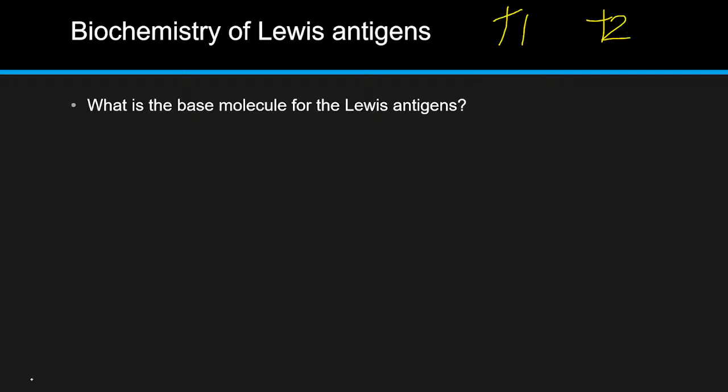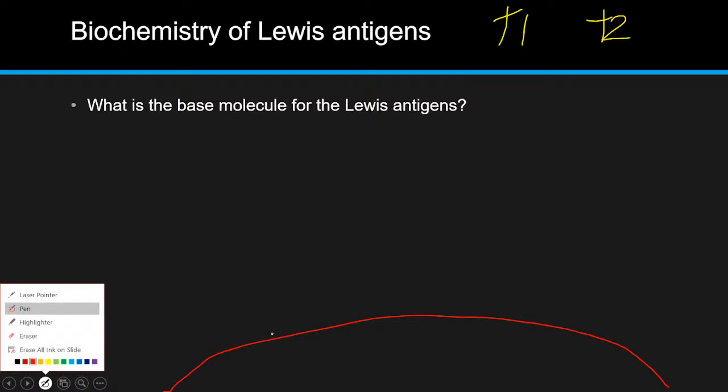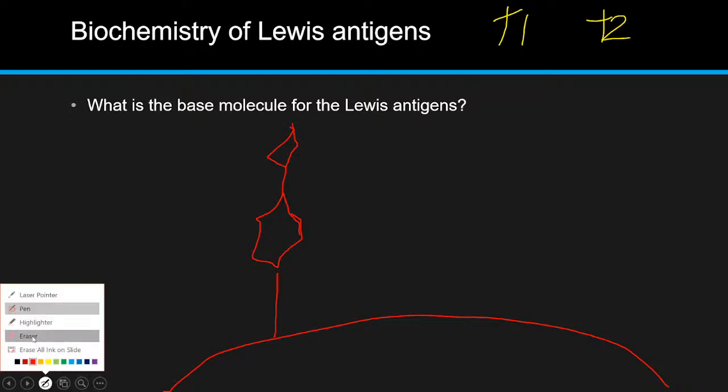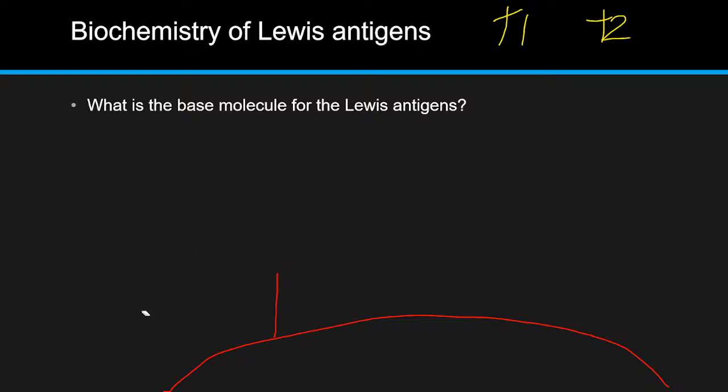What is it? I'm going to use a red pen. So this is the general biochemical structure. So for type 1, it is a molecule that has glucose and acetyl glucose plus galactose.